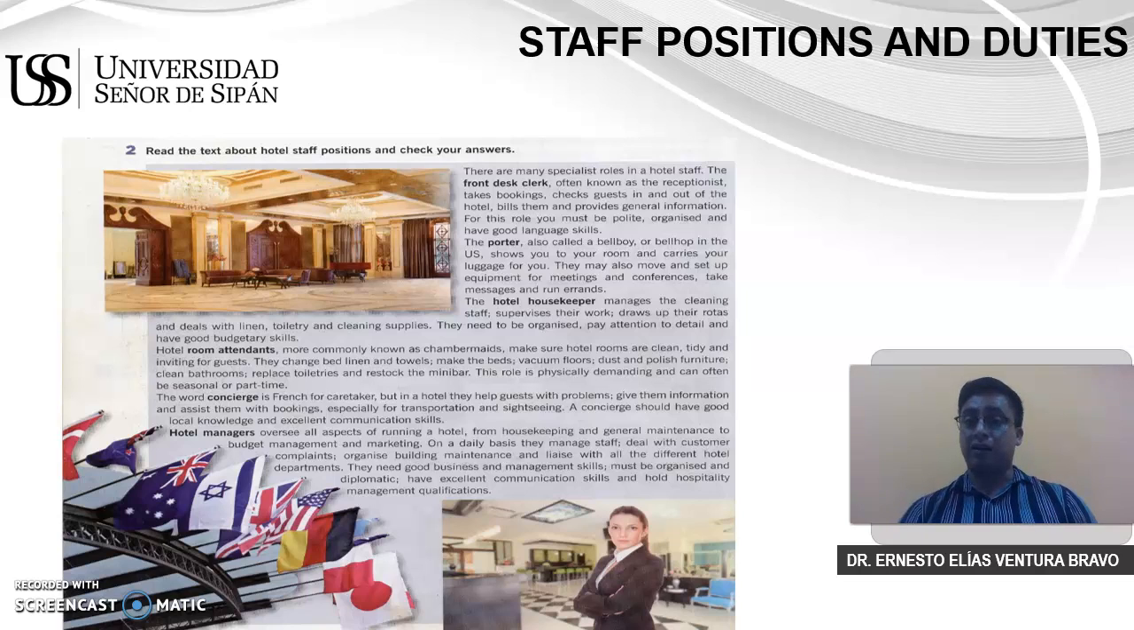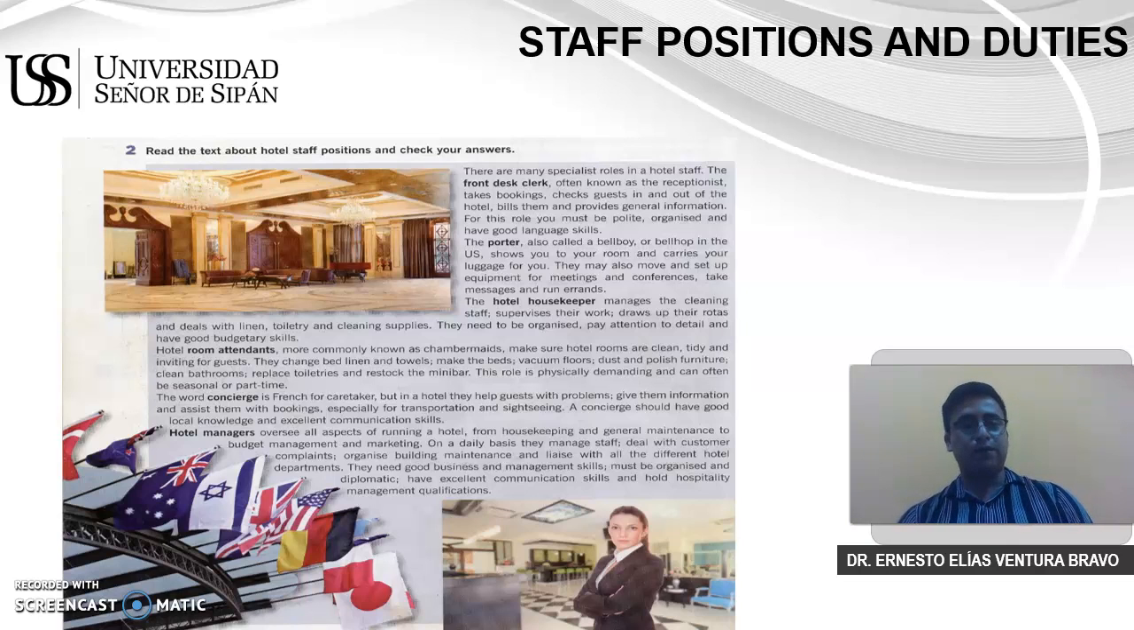The front desk clerk, often known as the receptionist, takes bookings, checks guests in and out of the hotel, bills them, and provides general information. For this role, you must be polite, organized, and have good language skills.